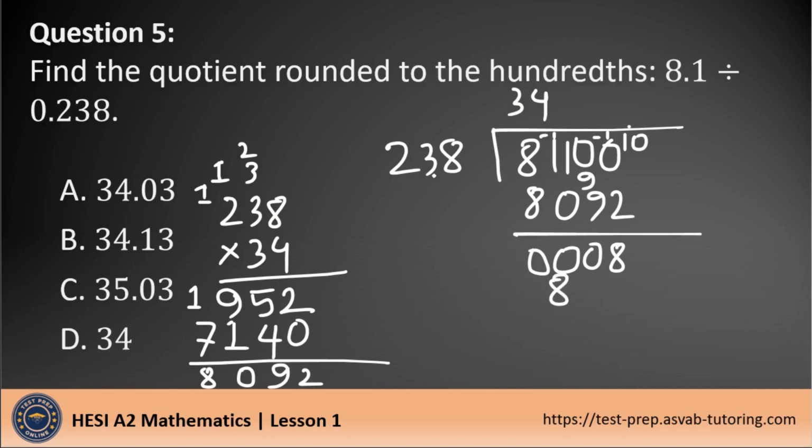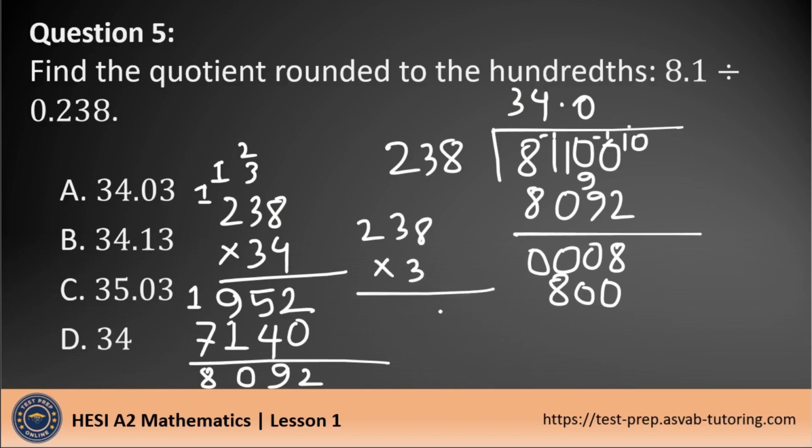So 8 is less than 238. So first we will take a 0. After the 0 we will put a decimal. So now 80 is also less than 238. So we will take another 0 here, and we will put a 0 after 80. So now it has become 800. Now we will calculate with 238. How many times 238 will go into 800? So 238 multiplied by 3.